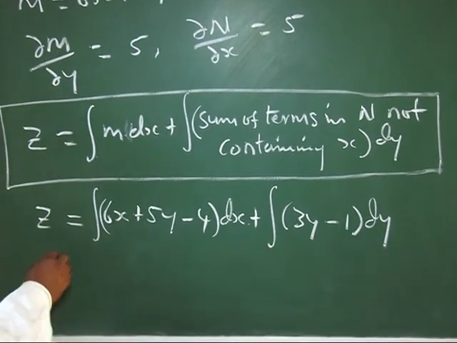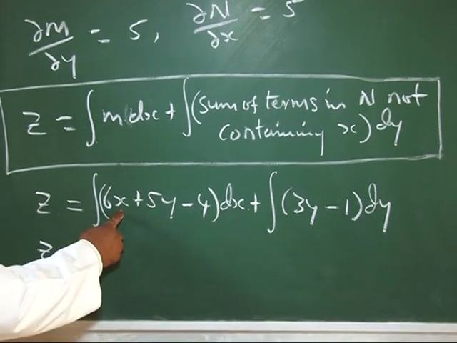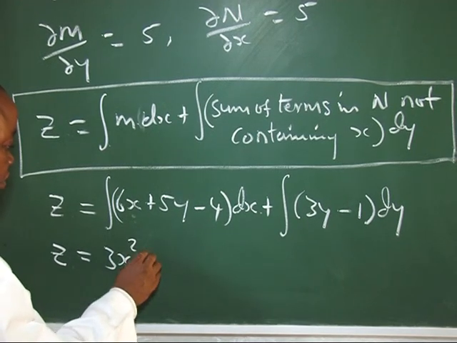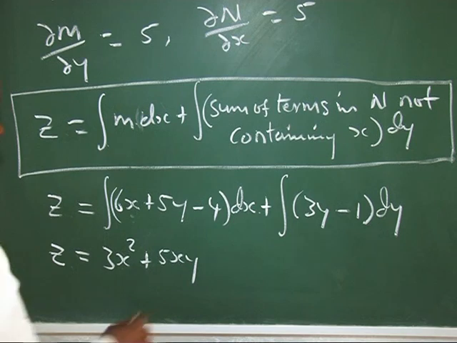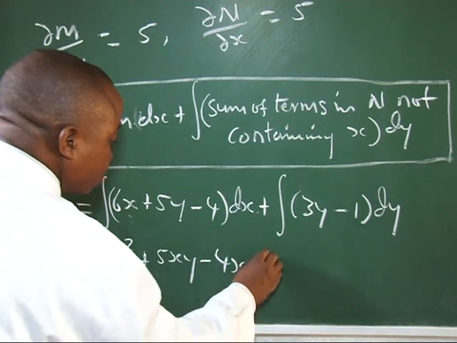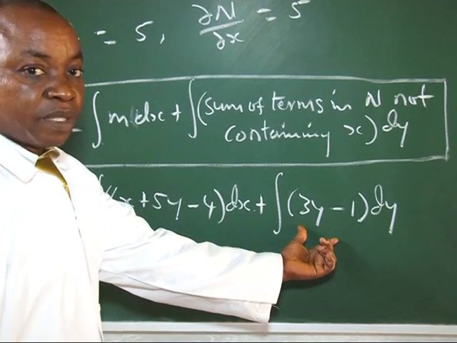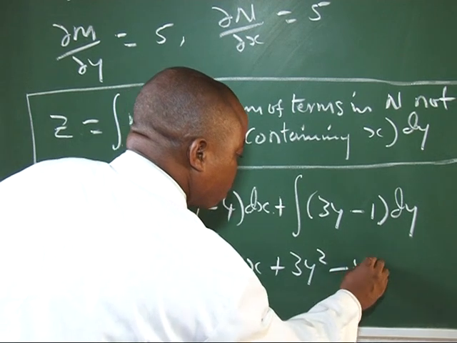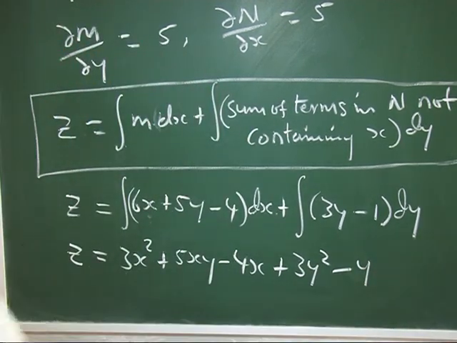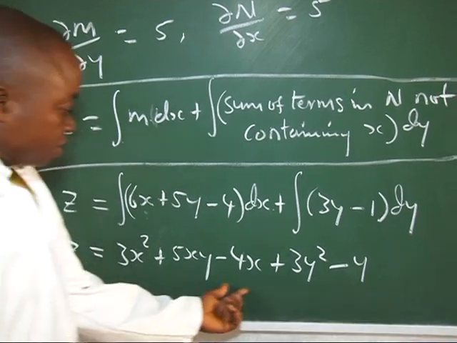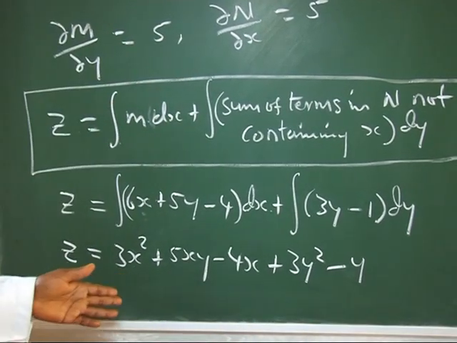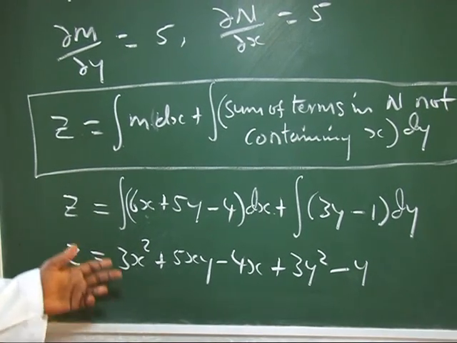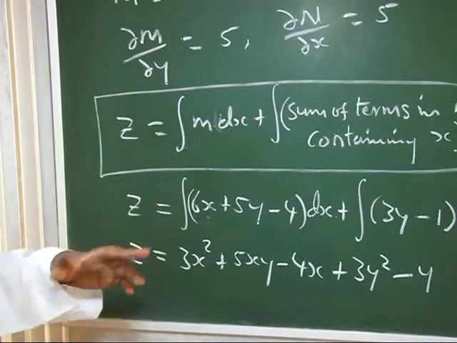So integrating this will give us the value of z. Now look at z. If we integrate this with respect to x, we have 3x squared plus 5xy minus 4x, plus, this is with respect to y, so we have 3y squared minus y. Look at that. If you compare these results with what we just finished, you see that we have arrived at the same result. So you can either use this or the other pattern that we just finished.